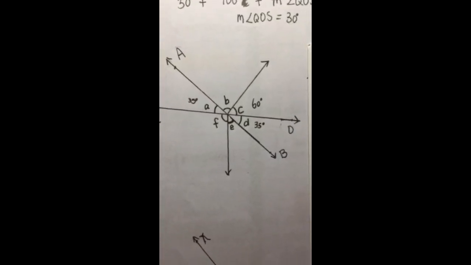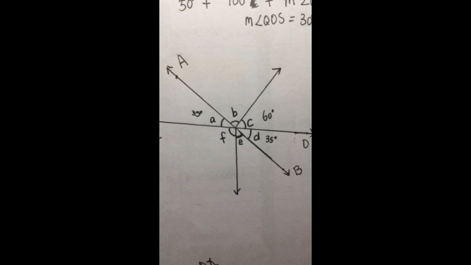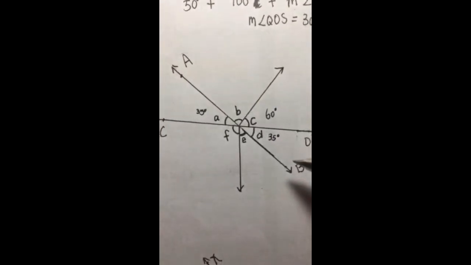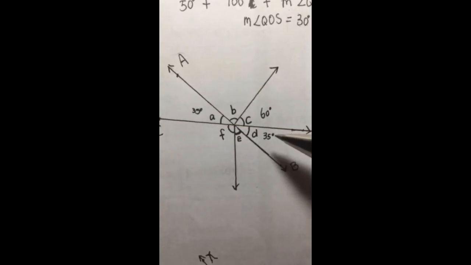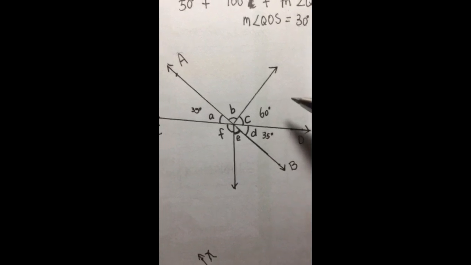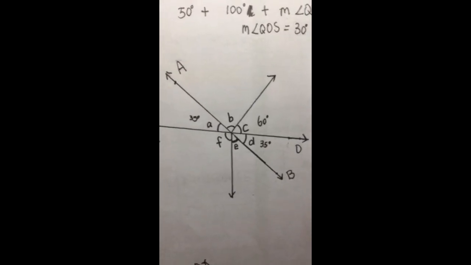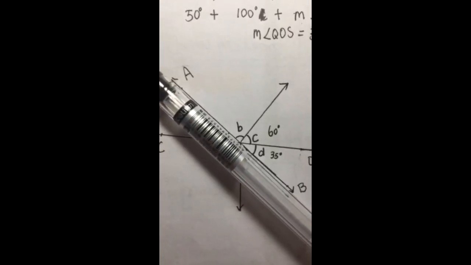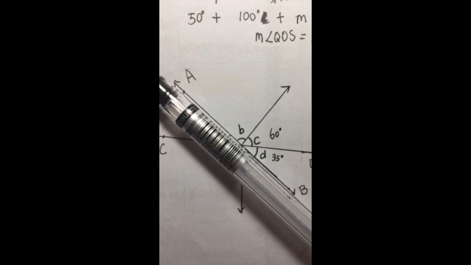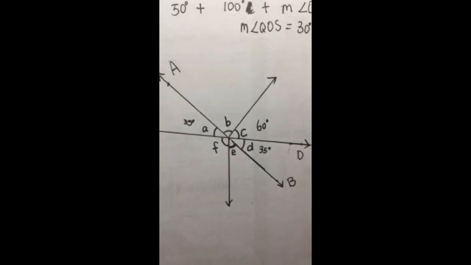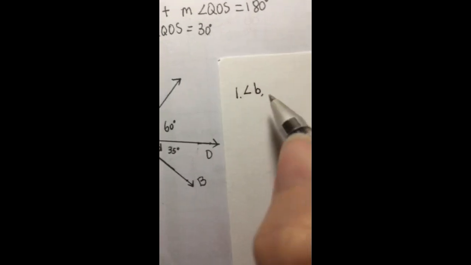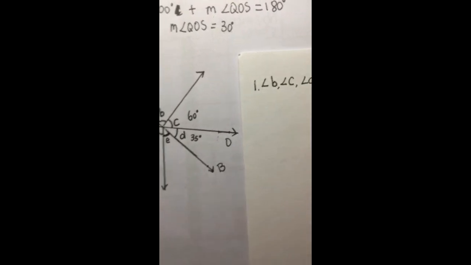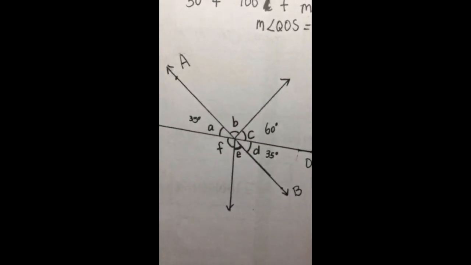In some cases, there is more than one straight line. Like in this figure, AB is a line, CD is a line. How many sets of angles on a line do you think you can find? Okay, let's look at line AB. Very obvious that B, C, D are three angles on line AB. So we can write angle B, angle C, and angle D. The first set of angles on a line we can find.